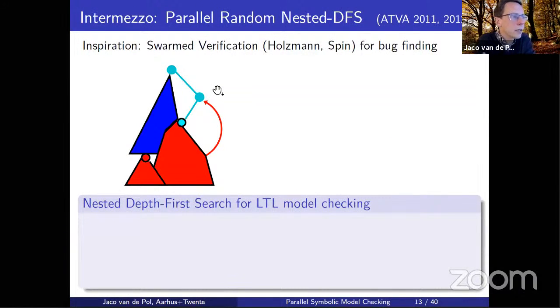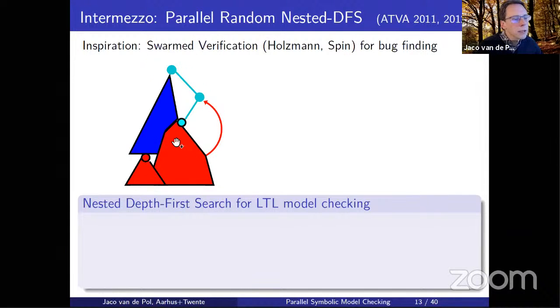Now, I will show you some inspiration from an earlier paper that we had. So I'm talking about SCCs, but we took some inspiration from this world of nested DFS algorithms. Here I will only explain it by this picture. So here's an NDFS algorithm working. It has a blue search and then a red search, and we try to find these kinds of cycles. And this works very efficiently with one processor, so in the sequential version. This is also the basis of SPIN.